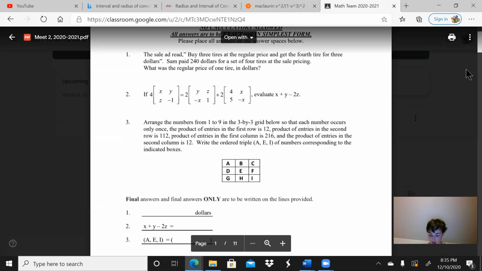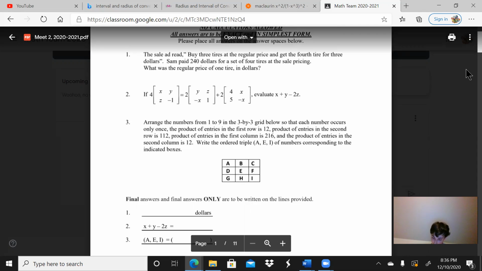Product in the first row is 12. Product in the second row is 112. Wait, so what's 112? We have to find the prime factorization of that. 2 and 56, 2 and 28, 2 and 14, 2 and 7. So it's 2 to the 4 times 7, so 7 times 2 cubed times 2. That's the only possibility for them to be single digits. So 7 times 8 times 2. That's 112, the second row.